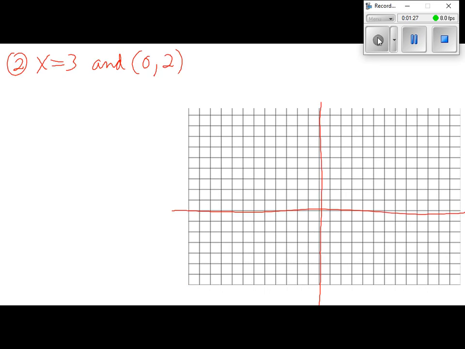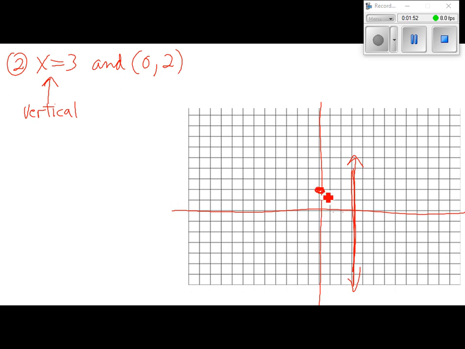Second one, got to know that this is a vertical line. So we go to where x is 3, 1, 2, 3. We're going to draw in a vertical line, just a little bit there. And then graph this point 0, 2, that's right there.